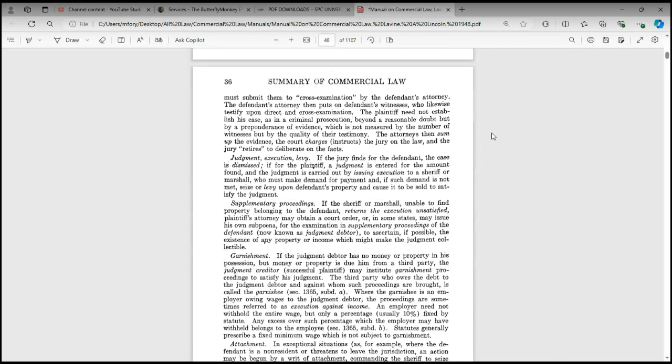The plaintiff need not establish his case, as in a criminal prosecution, beyond a reasonable doubt, but by a preponderance of evidence, which is not measured by the number of witnesses, but by the quality of their testimony. The attorneys then sum up the evidence. The court charges, instructs the jury on the law, and the jury retires to deliberate the facts.